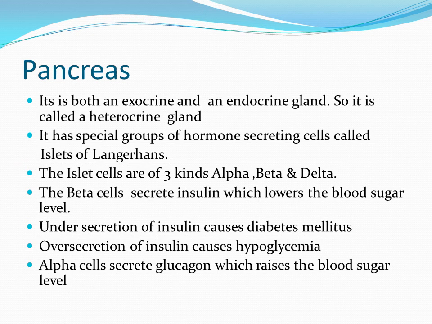The alpha cells secrete glucagon, the beta cells secrete insulin and the delta cells secrete somatostatin. Somatostatin is not there in the syllabus, so we will discuss insulin and glucagon. Now, insulin is secreted by the beta cells of islets of Langerhans of pancreas.